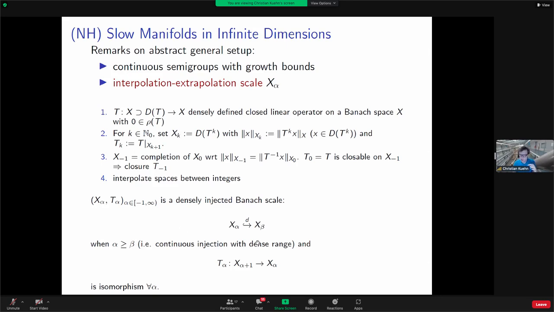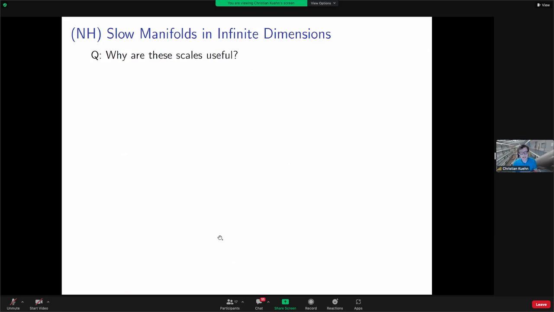And this is a densely injected Banach space in the sense that you have injections from the one with the higher index that is dense into the one with the lower index. So a little bit like you are used to from Sobolev spaces. And Sobolev spaces are an example. And you have these operators that are, again, very nice. And why is this a good setup? Why do we use this? Well, why are these scales useful?